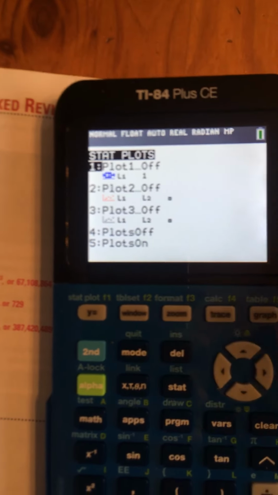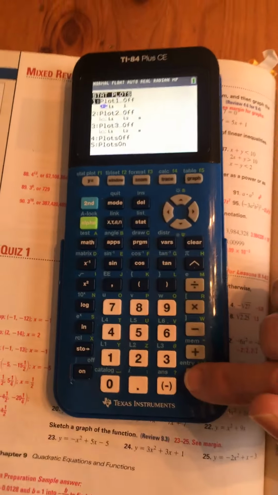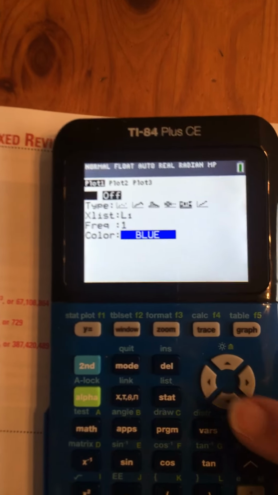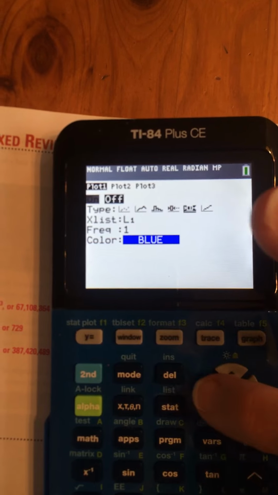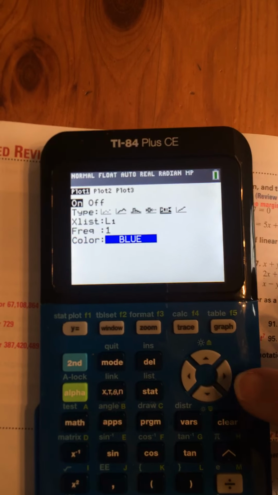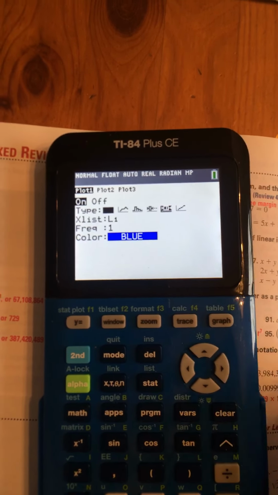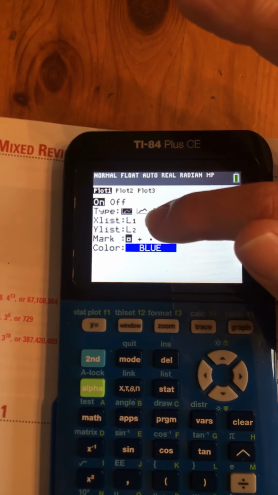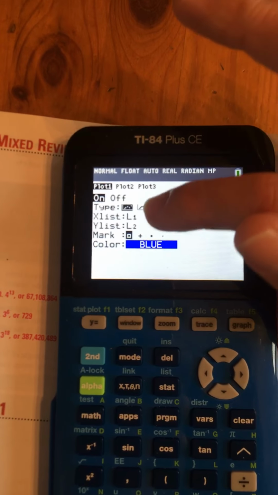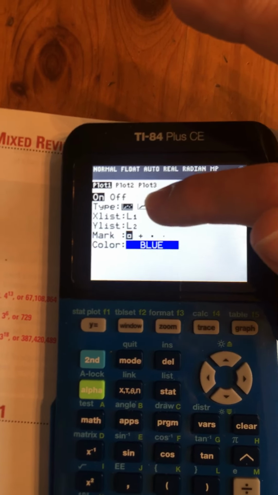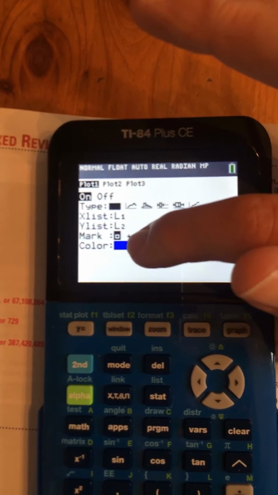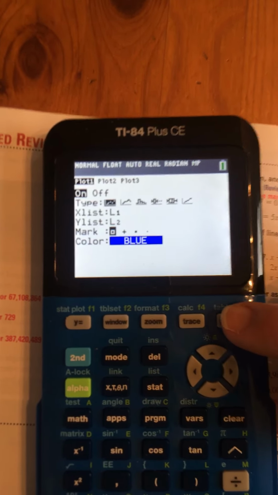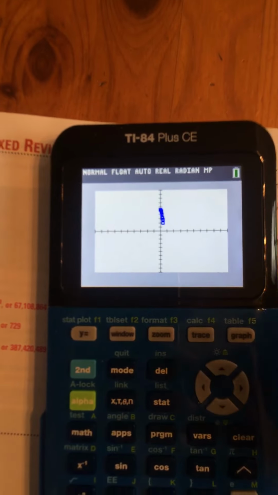Do you see how that's off? I want to turn it on. So I'm going to hit enter. And now what I want it to be is little dots. So first I've got to go over to on, hit enter. Now I want to make it dots, so I'm going to go there and hit enter. They are asking us, do we want to use list 1 and 2 for our graph? Yes, that sounds good. Do we want our marks to look like that? Sure, why not? And do we want the color blue? Why not? Sounds good.